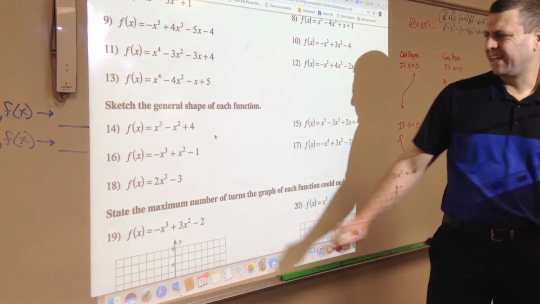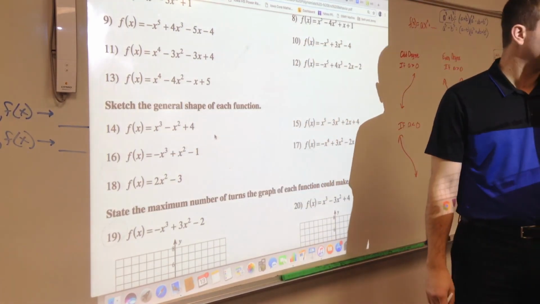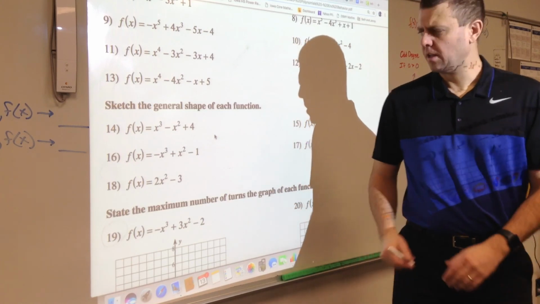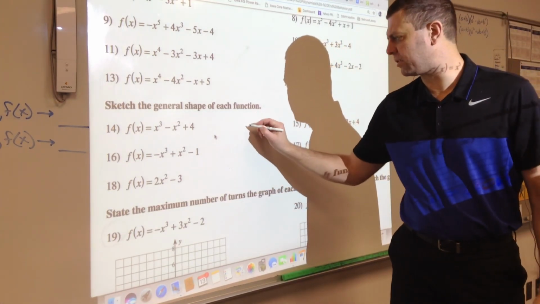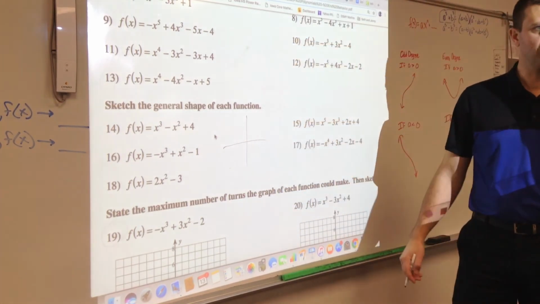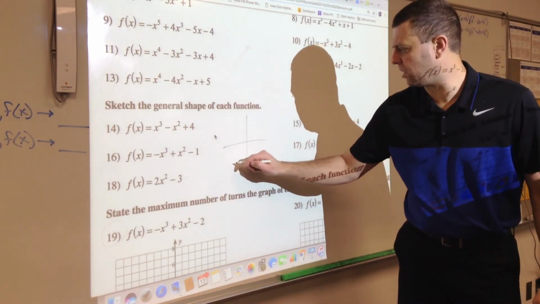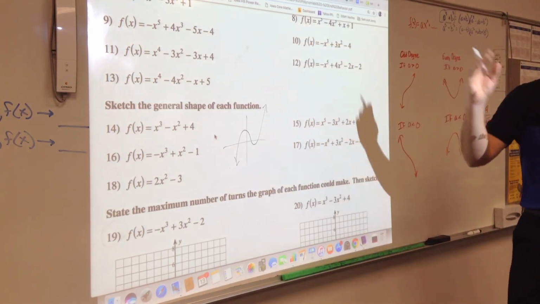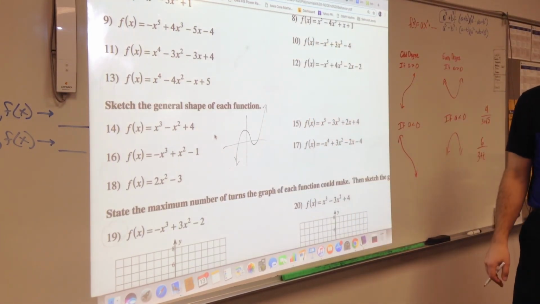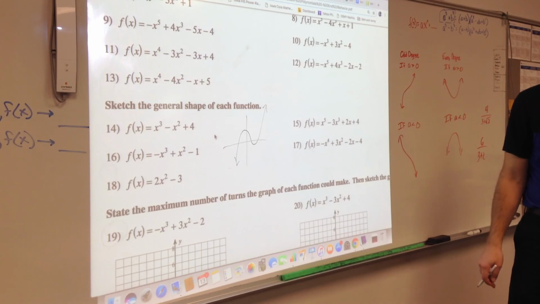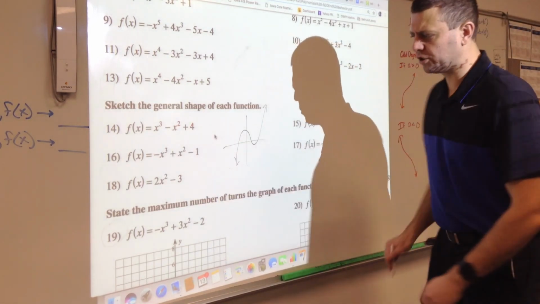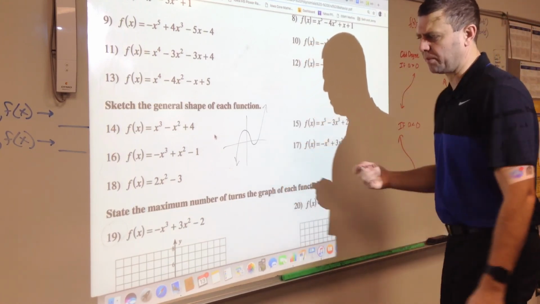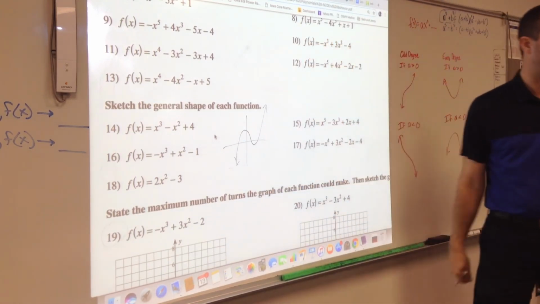Number 14. I see it's x to the third. The leading coefficient is 1. So there could be as many as 2 turns. So it might look something like that. Just a rough sketch. You guys see how I came to that conclusion? It's x to the third, so I know the graph kind of looks like this. As I go to the left, it heads down. As I go to the right, it heads up. And there could be 2 turns in it. So there's my rough sketch.